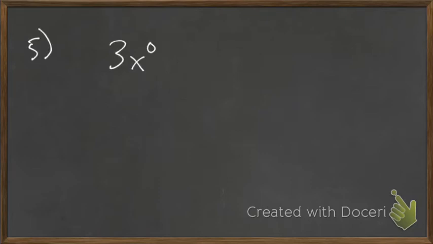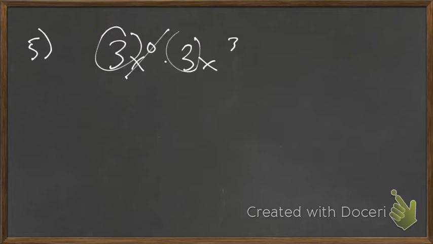5, got 3x to the 0 times 3x cubed. Now remember, things aren't attached, so this x to the 0 is a 1, but I still have this 3 here. 3 times the 3 is 9x cubed for number 5.